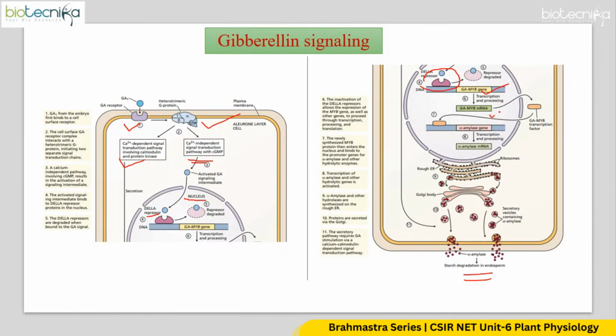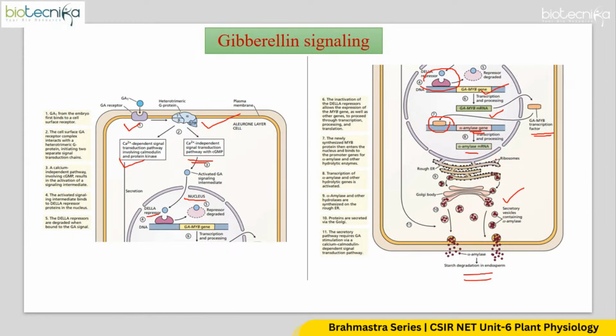And they will carry out the mRNA synthesis, which will go outside and serves as a transcription factor producing the protein. Now, this protein will go and bind to the promoter region of the alpha amylase gene. And they will start synthesizing mRNA and finally the necessary proteins.